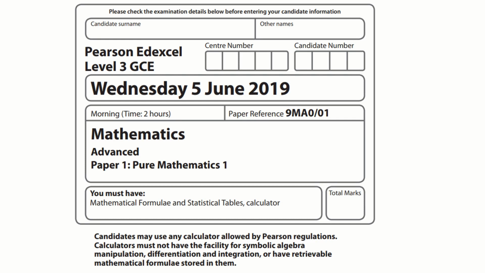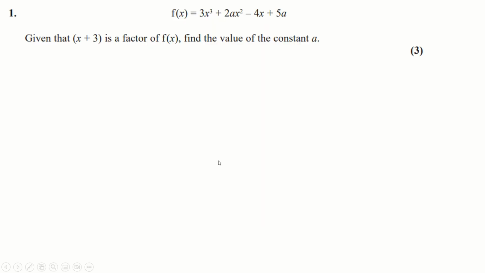This is Pure Maths, Paper 1 from 2019. Let's just do it. So, factor theorem then: if x plus 3 is a factor, that means f of minus 3, just swap that over, is equal to 0. So okay, put minus 3 into all of these x's here.